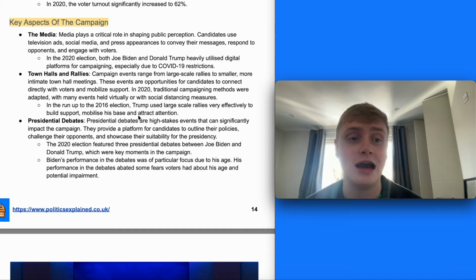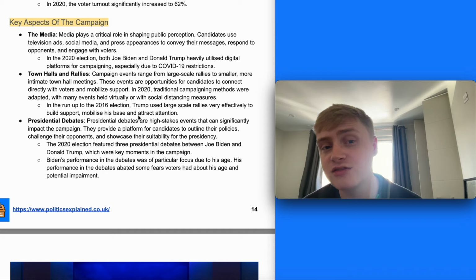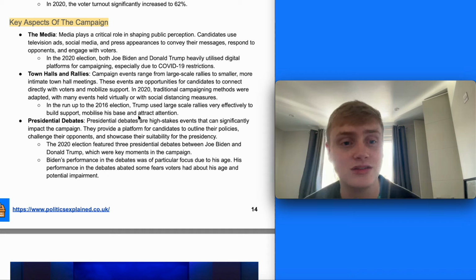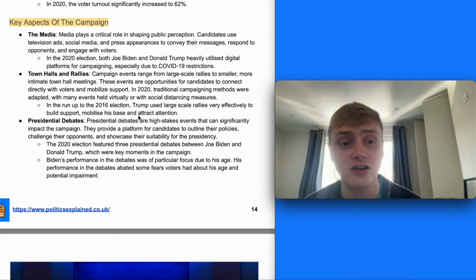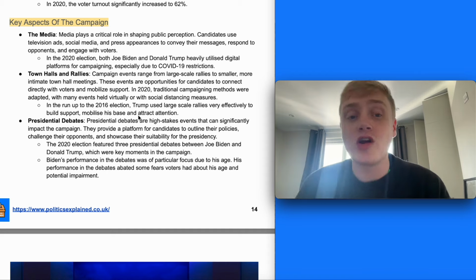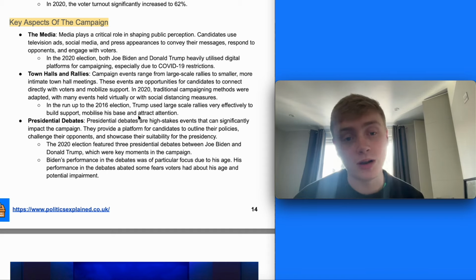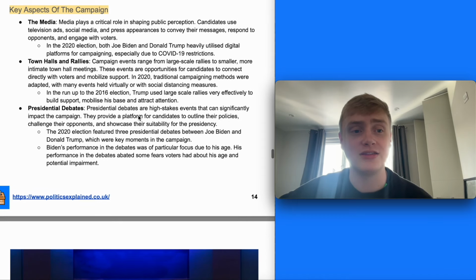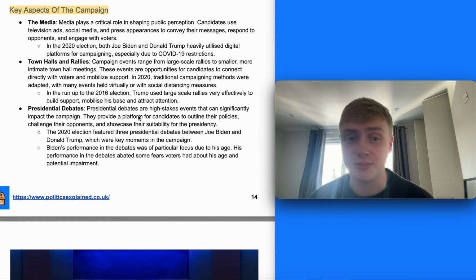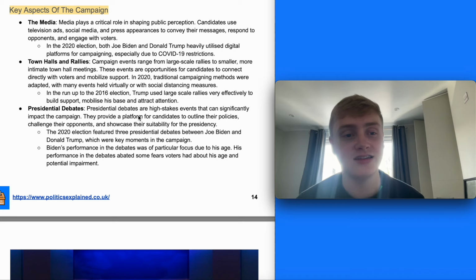There are also often town halls and rallies, ranging from large-scale rallies to smaller, more intimate town hall meetings, and these give candidates opportunities to connect directly with voters and mobilise support. In the run-up to the 2016 election, Trump used large-scale rallies really effectively to build support, mobilise his base, and attract attention.